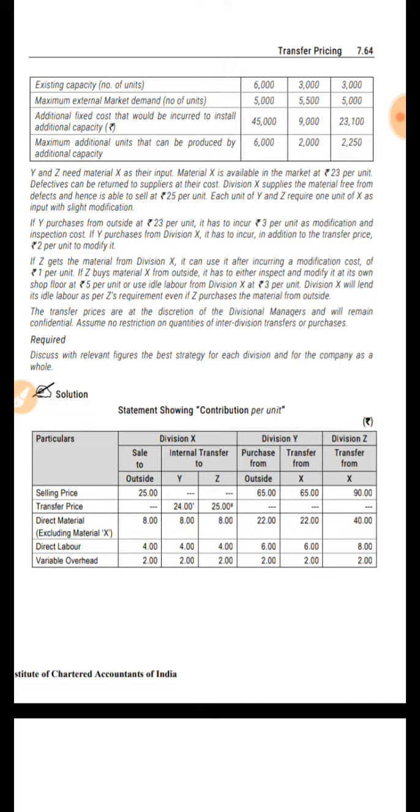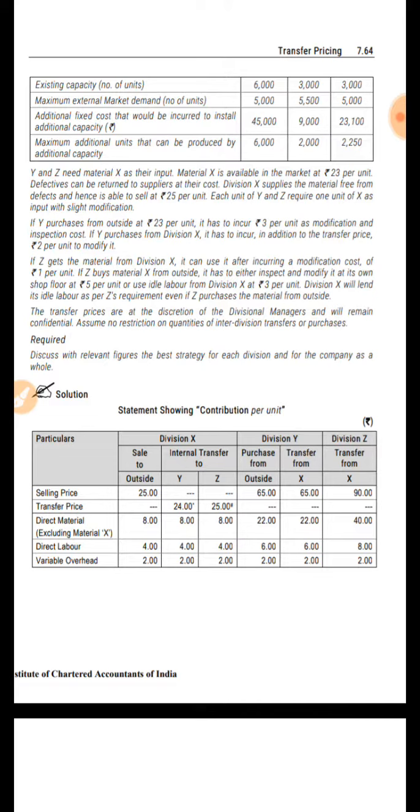But the thing is that the capacity is not unlimited here. The capacity constraint is there, and division Y also wants it, division Z also wants it. So obviously if division X is operating at full capacity, they will not be able to supply their labor to this division. So this rupees 3 option gets ruled out. So Z only has the option of 23 plus 5, that is 28 rupees from outside, or purchase from inside at 25 rupees and incur modification cost of 1 rupee.